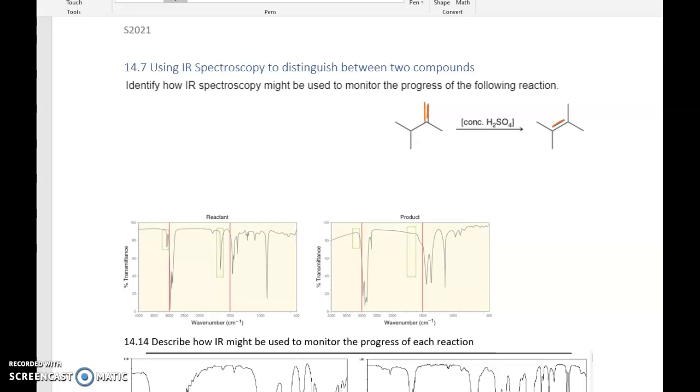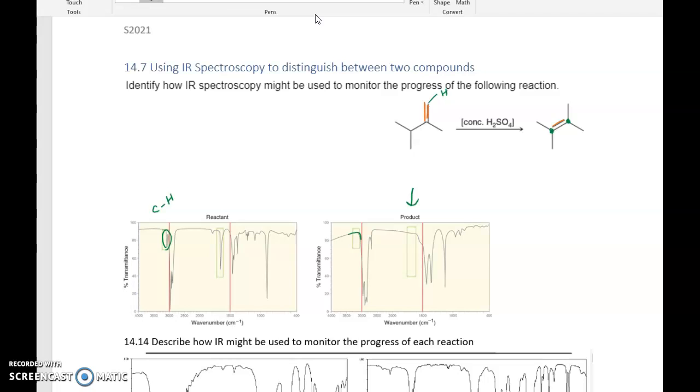Well, for one thing, we've got hydrogens coming off here. So we would expect to find this little peak on the left side of the 3000 mark, indicating the carbon-hydrogen bond. And we would expect, as the reaction progressed, for that to disappear because there are no hydrogens off of these two carbons. So in the product, which is shown on this side, that is missing.